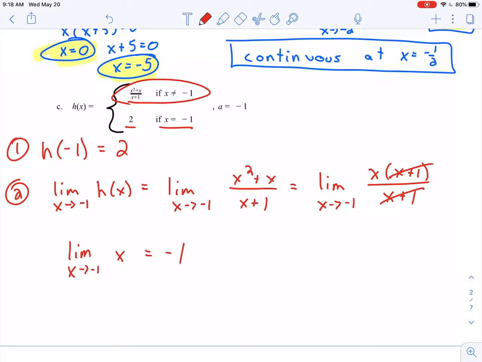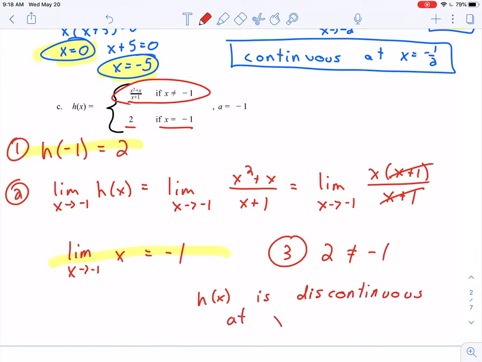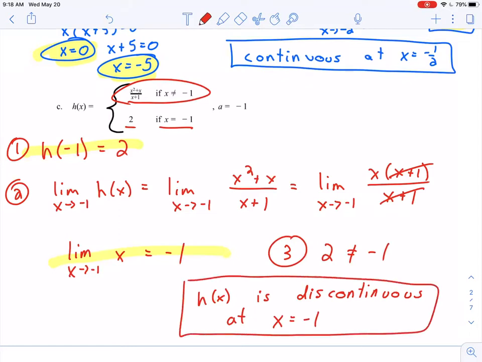So, okay, I've now shown at this point that the function value exists and the limit exists, but when it comes to step 3, are those two things equal? Well, no, they're not. 2 is not equal to -1. So in this case, h of x is discontinuous at x equals -1 because the value of the function is not equal to the value of the limit. For this reason right here, it fails property number 3.